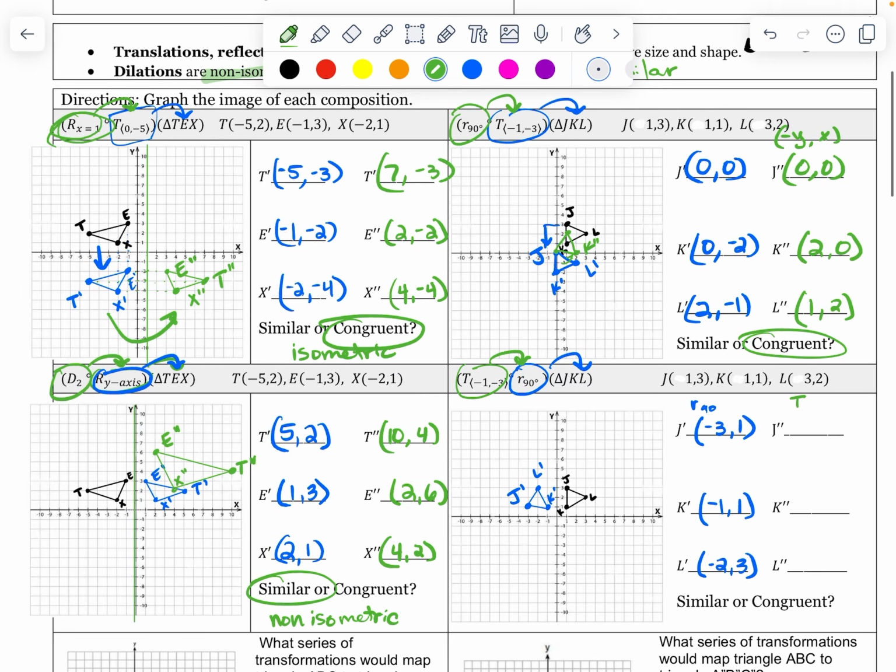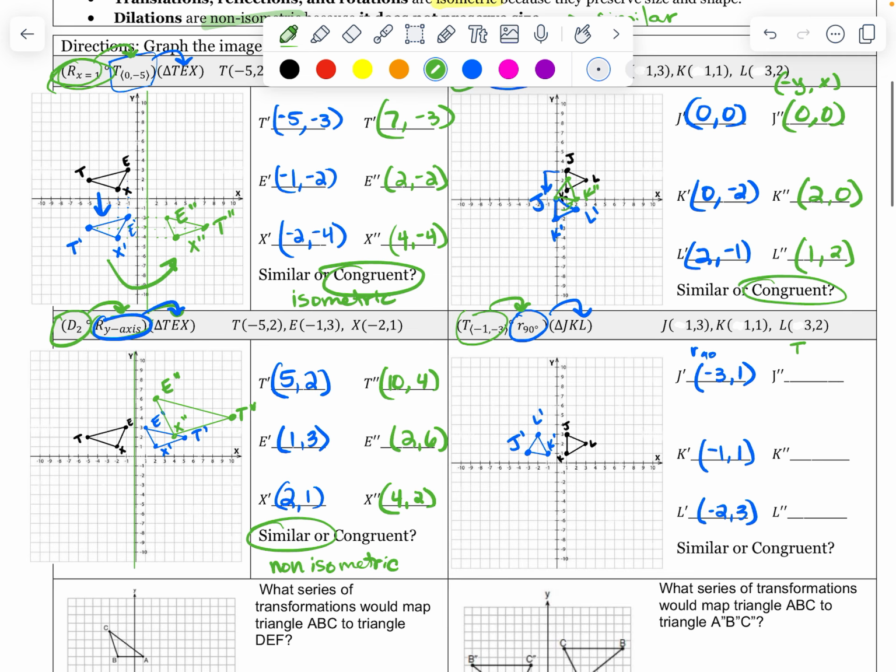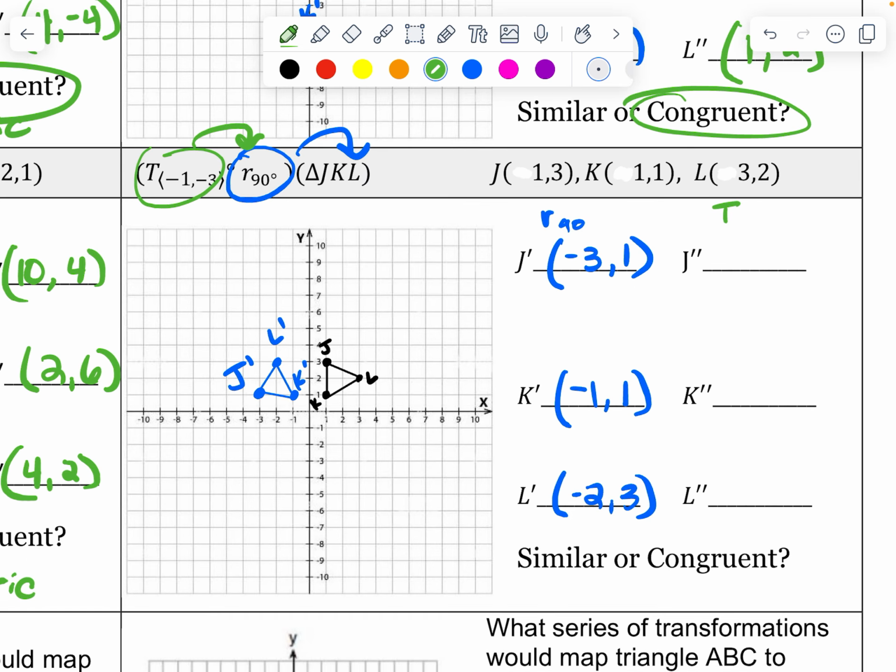So this is very, very similar to the one right above it, it's just showing you that order matters when you do this. So yeah, we're going to end up in a different place, which is interesting. So left 1, down 1, 2, 3. So negative 4, negative 2. That is J double prime. K, left 1, down 1, 2, 3. K double prime, negative 2, negative 2.